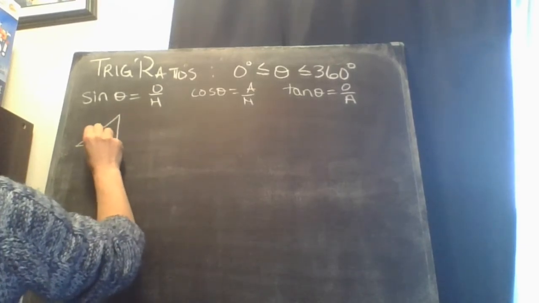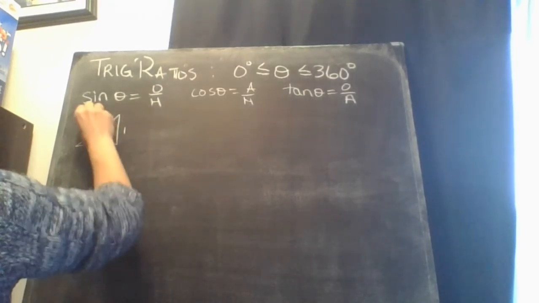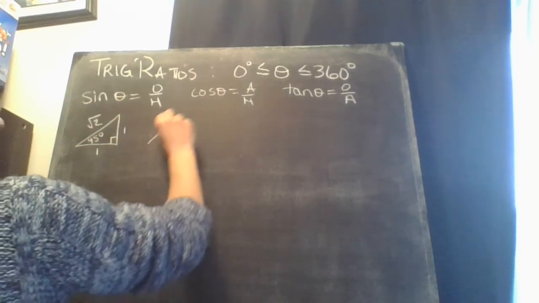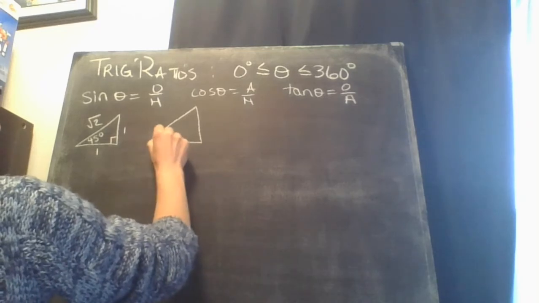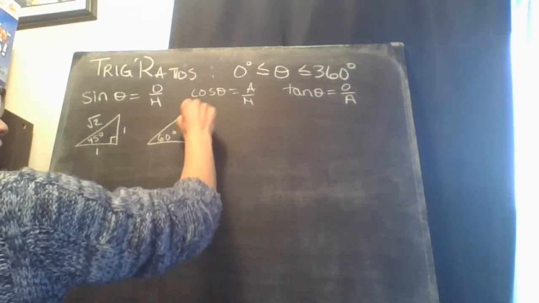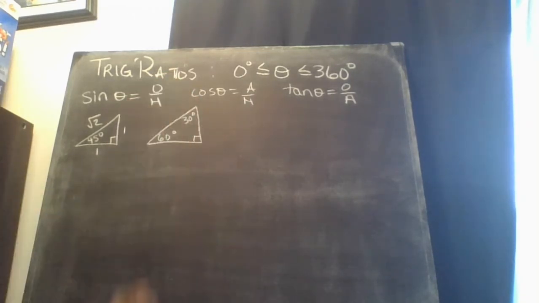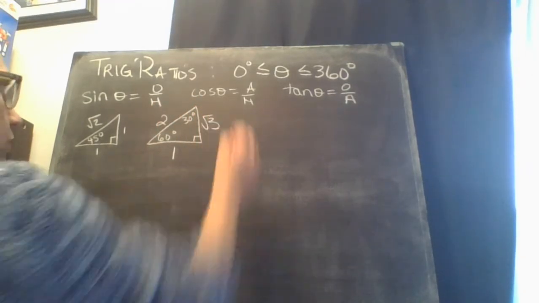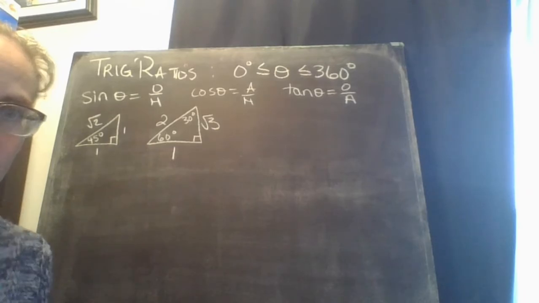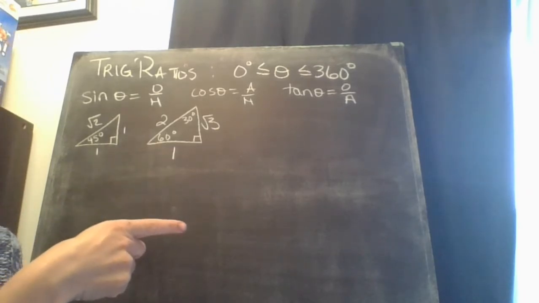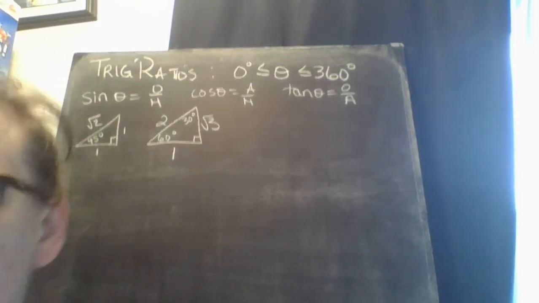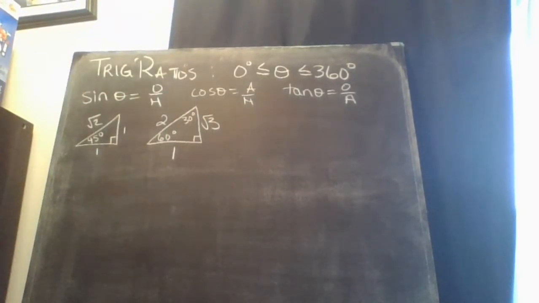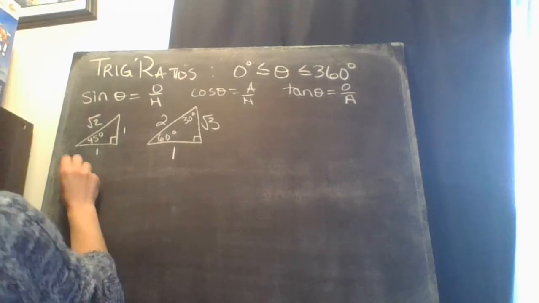So we have our 45 degree 1, 1, root 2. And we have our 60 degree 30 degree combination that looks like 1, 2, root 3. Okay, so we're going to use all of these pieces today. So what we're going to do first is what's called drawing an angle in standard position.